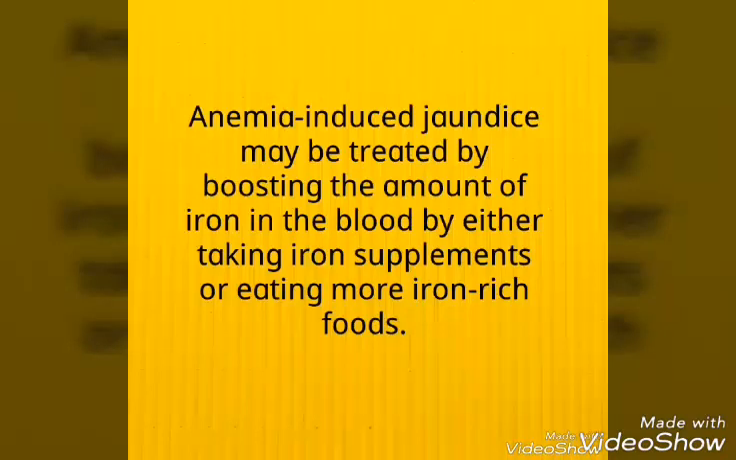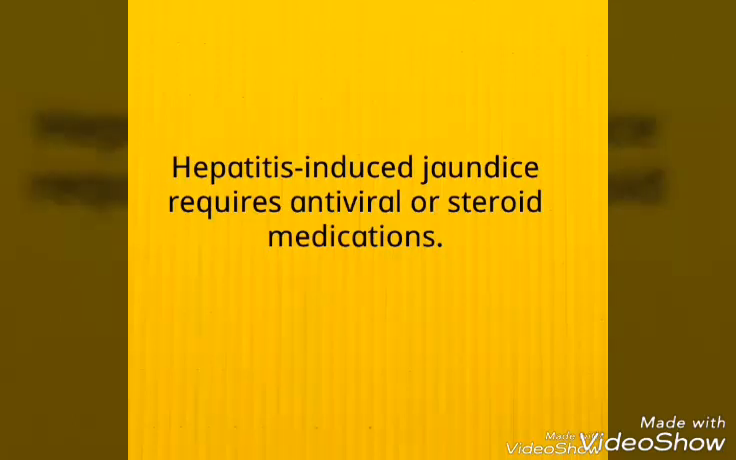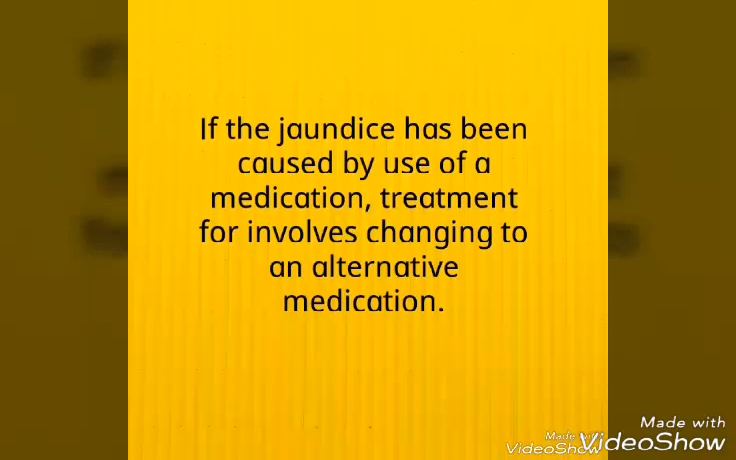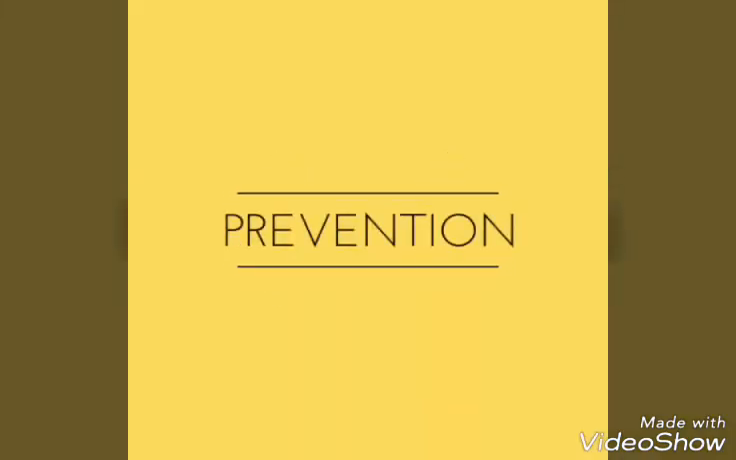Anemia-induced jaundice may be treated by boosting the amount of iron in the blood by either taking iron supplements or eating more iron-rich foods. Hepatitis-induced jaundice requires antiviral or steroid medications. Treatment of obstruction-induced jaundice is by surgically removing the obstruction. If the jaundice has been caused by use of a medication, treatment involves changing to an alternative medication.